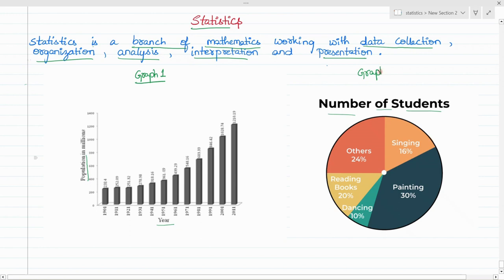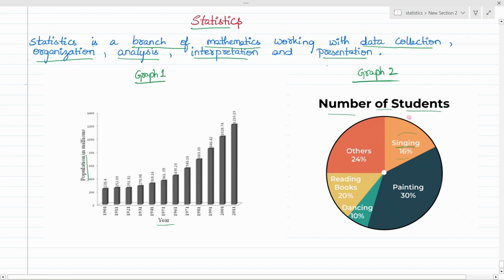Similarly, in the case of graph 2, the students are interested in different activities like singing. Out of 100%, 16% of students are interested in singing, 30% in painting, 10% in dancing, 20% in reading books, and others at 24%. So from here, we can tell what each student's interests and hobbies are. From the graphs, we can tell where the students are actually interested.